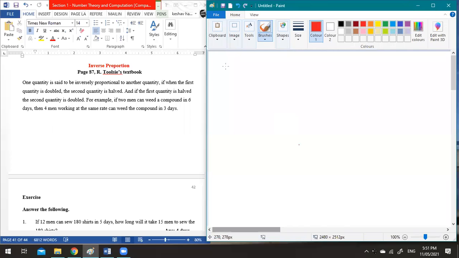So we have inverse proportion. One quantity is said to be inversely proportional to another if when the first quantity is doubled, the second quantity is halved. So that's like saying A is inversely proportional to B, right? A is a scale factor divided by B, right?